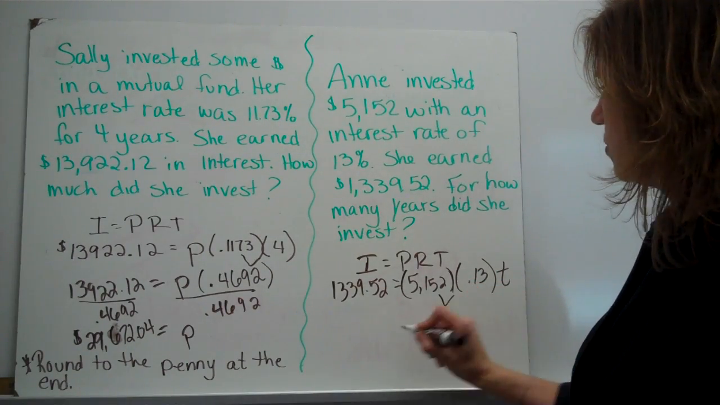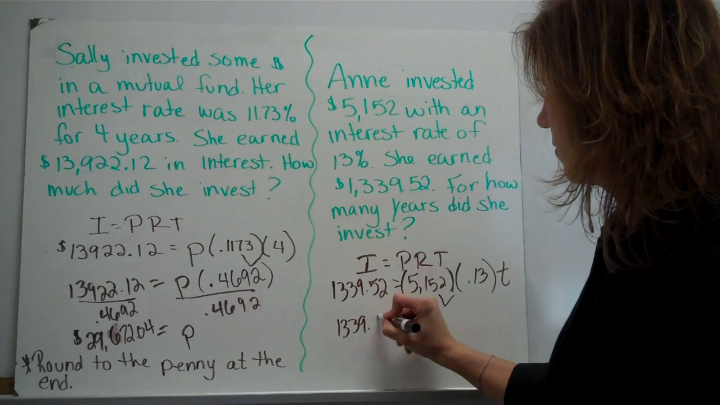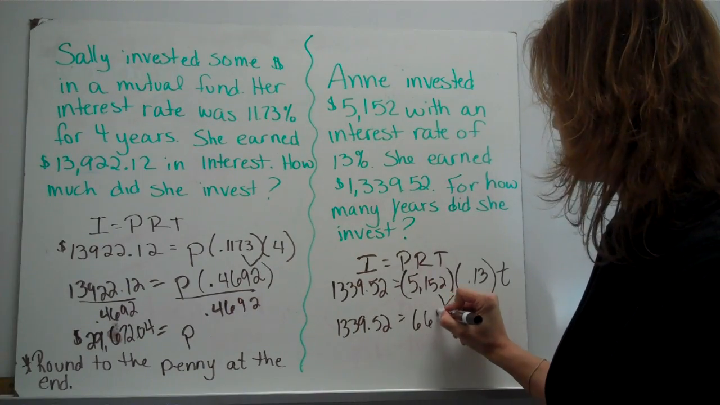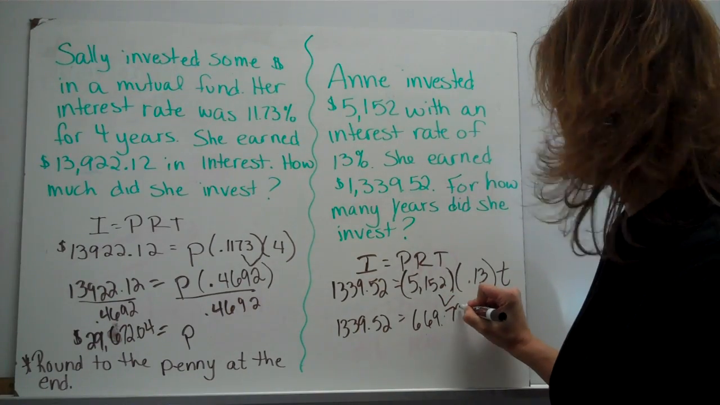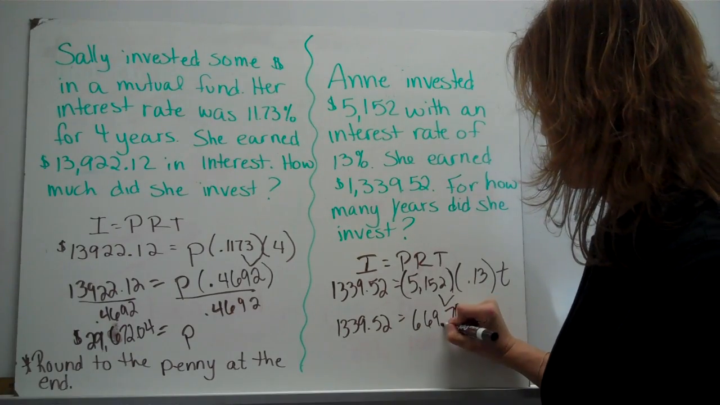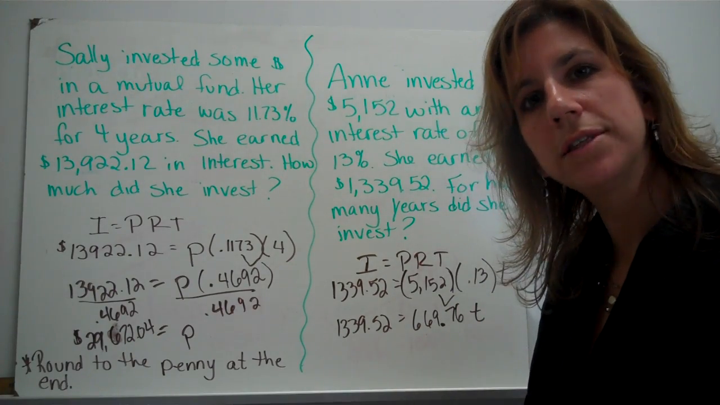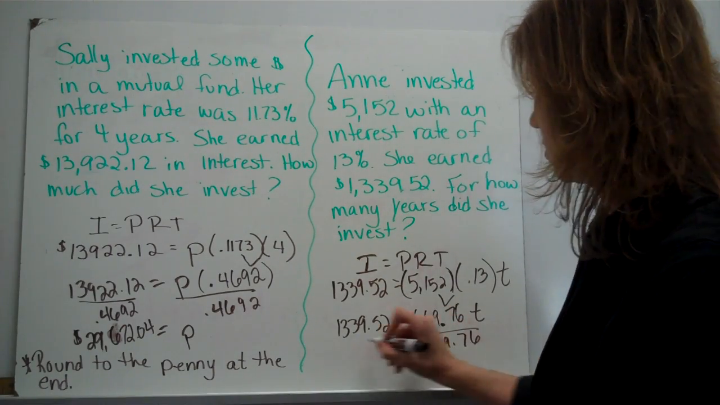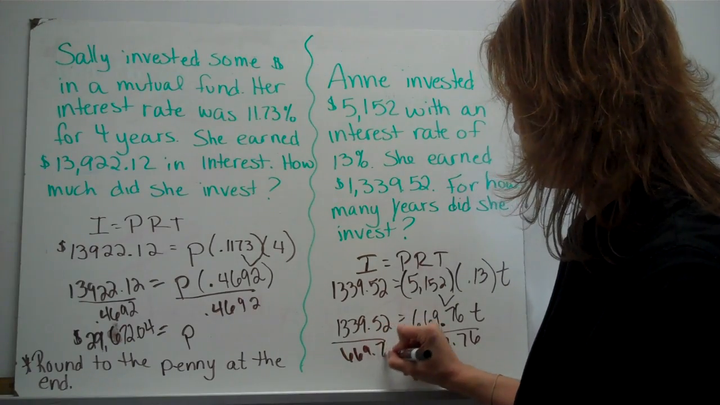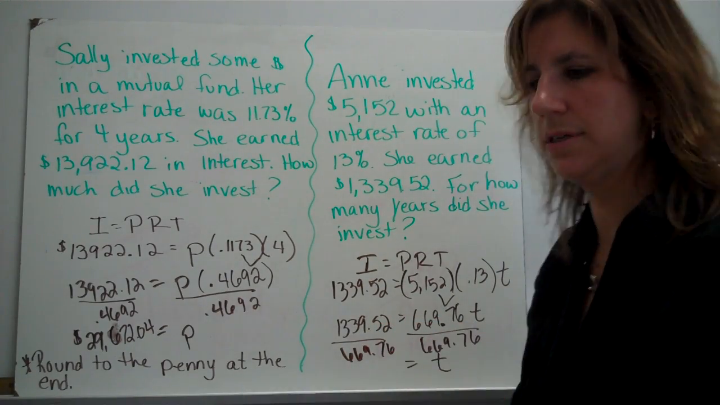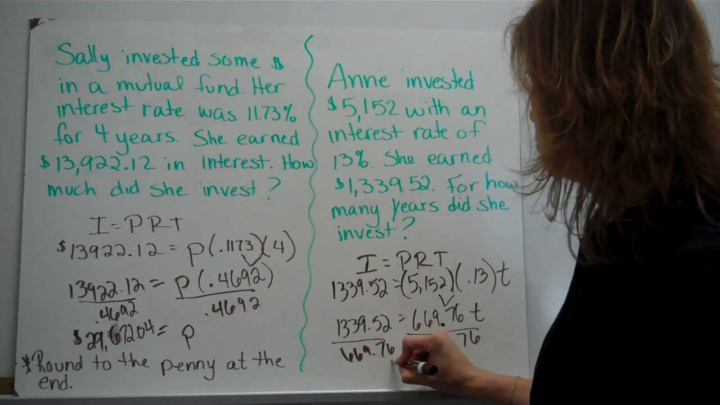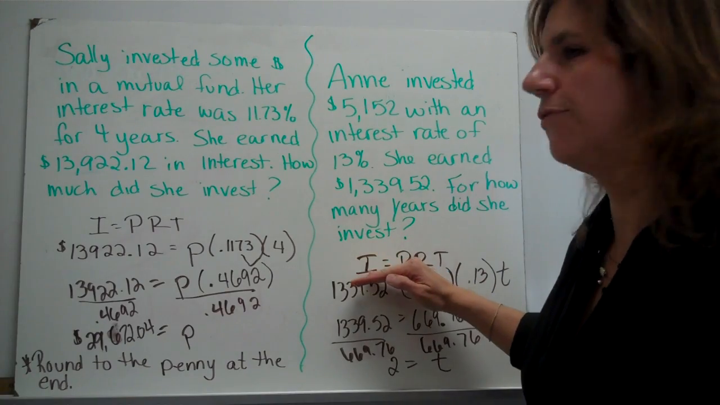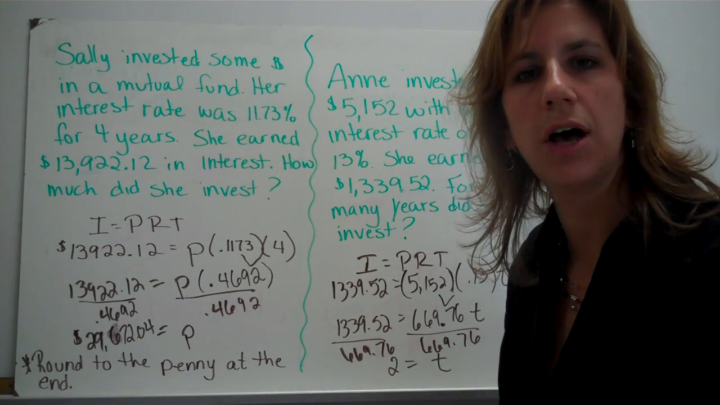So you want to multiply these 2 together first. And I got 669.76. All right, and the opposite of multiplying, dividing. I hope you divided. T equals how many years? 2. 2 years. Really, this all comes down to taking the formula, filling in what you know, and then solving.